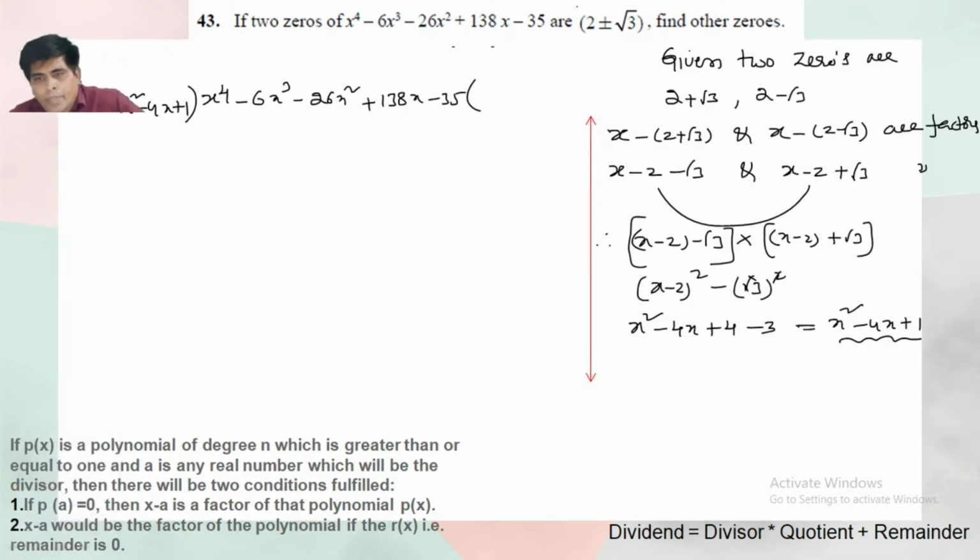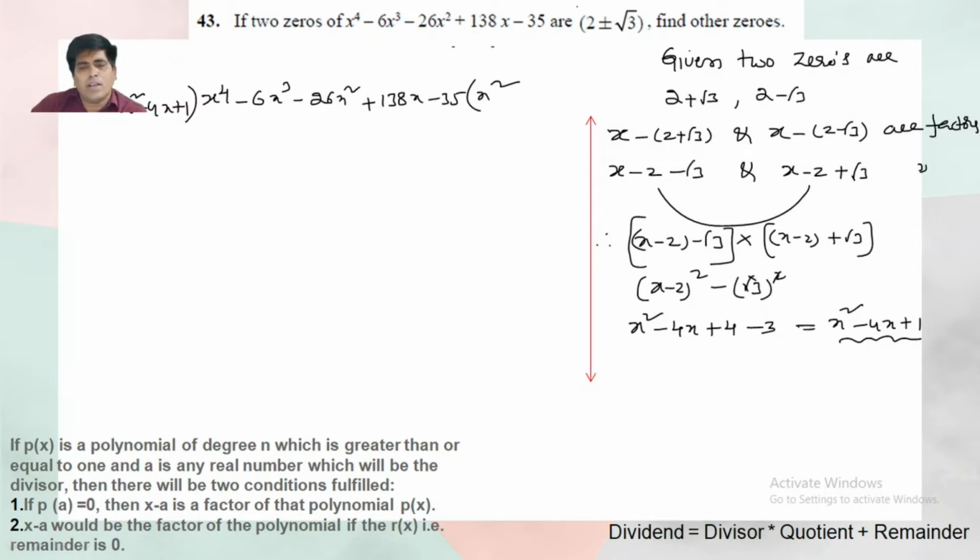Okay. So based on these two factors, we got it. Now we will divide the biquadratic polynomial by this quadratic polynomial. Definitely we'll get the remainder 0. In the quotient we'll get a quadratic polynomial. So we'll divide it. You multiply x square with x square minus 4x plus 1. These three terms you have to multiply with x square.